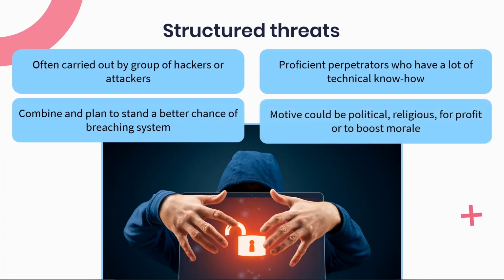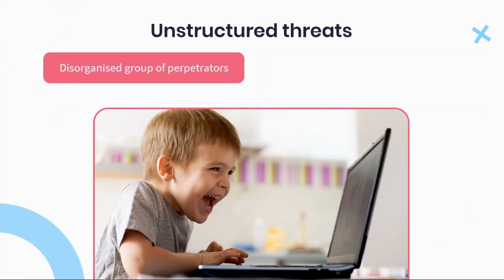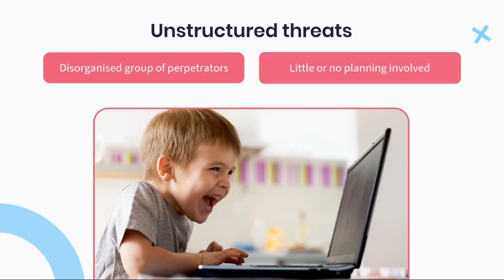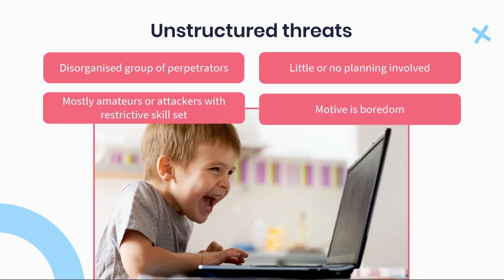The motives for a structured attack could be political, religious, for profit, or sometimes just to boost morale between the hackers. An unstructured threat is clearly the opposite of a structured one, in that the group or perpetrators is disorganized. There is little or no planning, and the group mostly consists of amateurs or attackers with restrictive skill sets. In most cases, the motive is based on pure boredom. The intent may or may not be to cause disruption, and the attackers often display a complete lack of sense as to the ensuing impact.